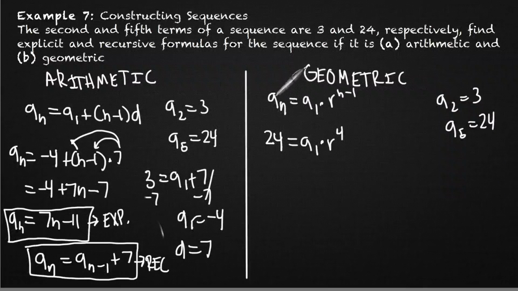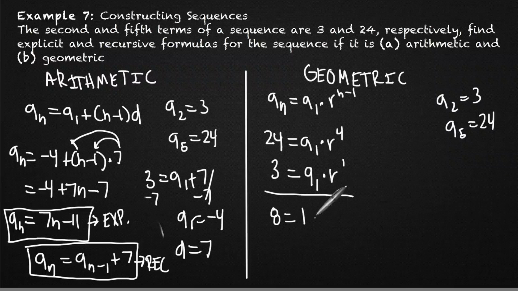All right, now A2 is 3. So we're going to plug 3 in for A2. And that's going to equal, same thing, A1 times R. But only in this case, our n is 2. So 2 minus 1 is 1. Now what we're going to do is something fancy. We're going to divide the top by the bottom. So 24 divided by 3 is 8. A1 divided by A1 is 1. That's how the A1 gets eliminated.